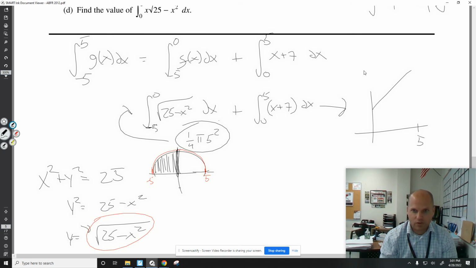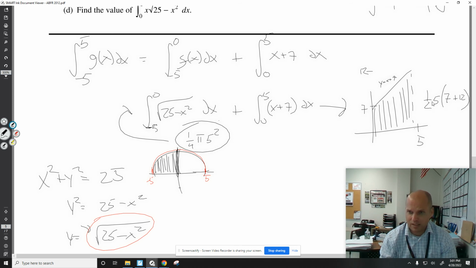X plus 7 goes to 12. It starts at 7. Look, this is x plus 7. Y equals x plus 7. Okay? So if I ask you, hey, what's this? I actually don't have to take the antiderivative because it's just like a trapezoid worth of area: 1/2 my width times the sum of my heights. So I get 19 times 5 halves.